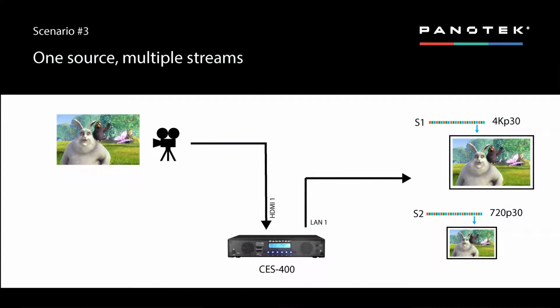Now, one of the really interesting things that you can do with this product is create multiple streams with different encoding parameters from the same input or inputs. The reason that you might want to do this is that you may have a high resolution stream that you're just piping around locally within your control room, but you want to send a lower resolution version of it further afield, perhaps across your wide area network.